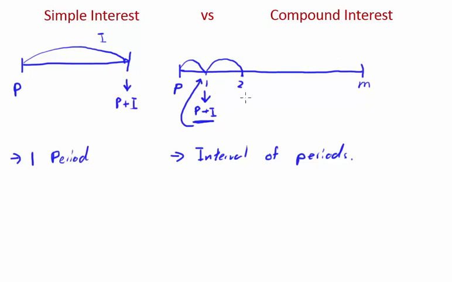And now, this is another key difference, because in simple interest, your principal stayed the same throughout the whole calculation. But in compound interest, your principal is consistently changing at the end of every period. So let's write that down. Your principal here is constant. Your principal here is changing.